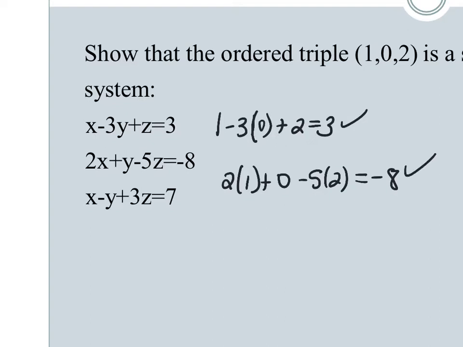So you're good, right? Make sure you check all 3 because there could be a situation where it works in 2 but not the third one. So now I say 1 minus 0 plus 3 times 2, does that equal 7? Well, 1 minus 0 is 1, plus 6 is, there you go. I need to see that you show me that step that you know what numbers to plug in where. Got that? Okay.